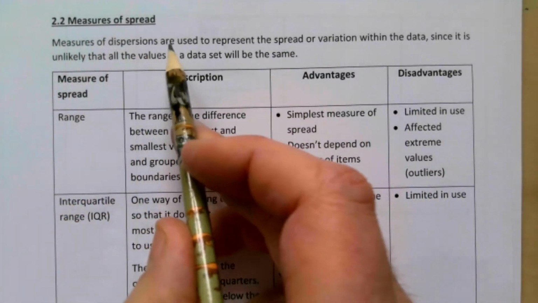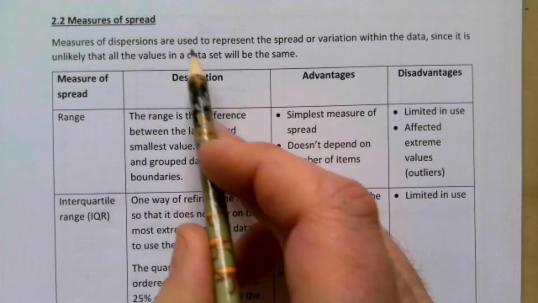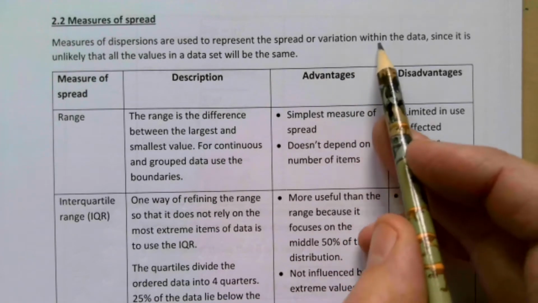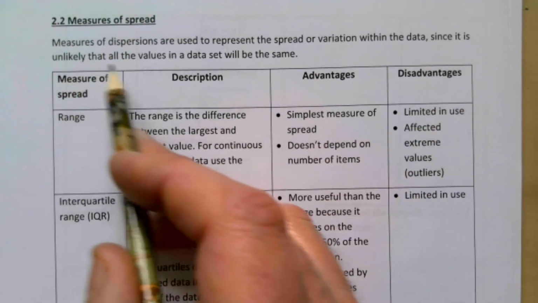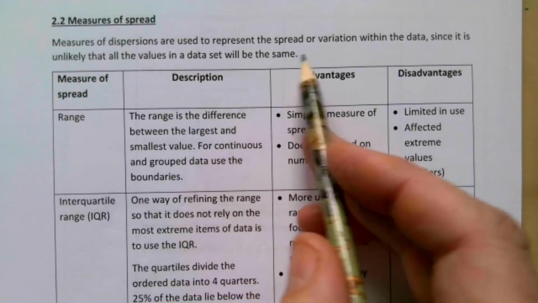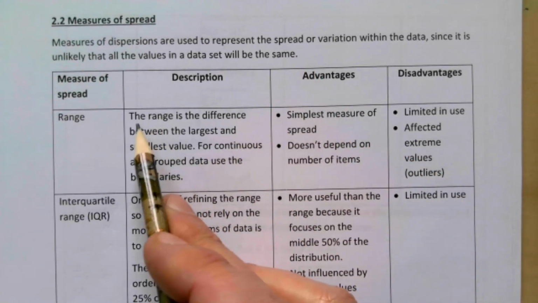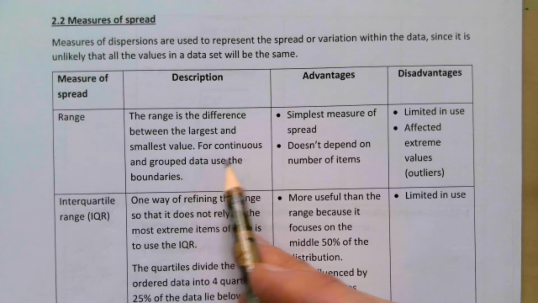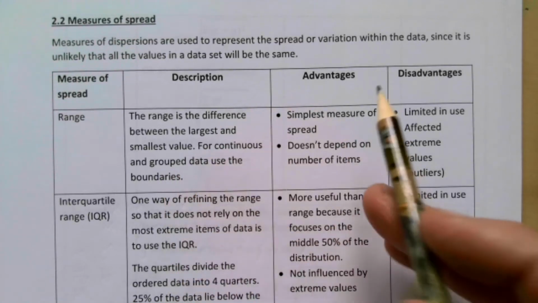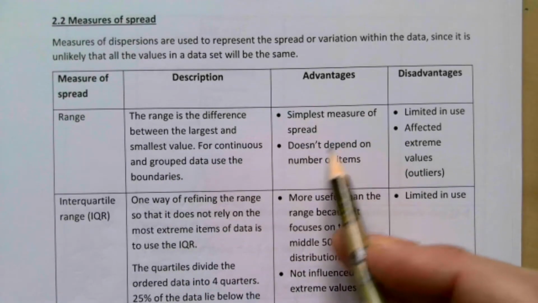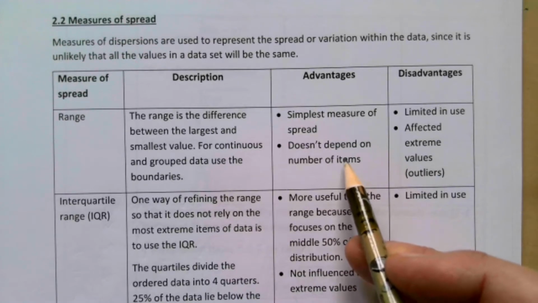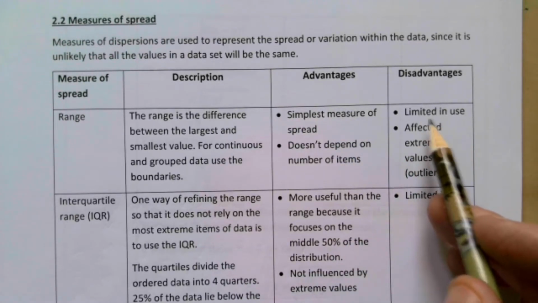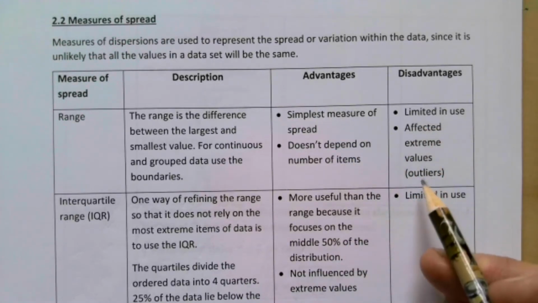Measures of dispersion, which is the same as spread, are used to represent the spread or variation within the data, since it is unlikely that all the values in a data set will be the same. First of all, range. The range is the difference between the largest and the smallest value. For continuous and group data, we use boundaries. It's the simplest measure of spread. It doesn't depend on the number of items. The disadvantage is that it's limited in use and it's affected by extreme values.